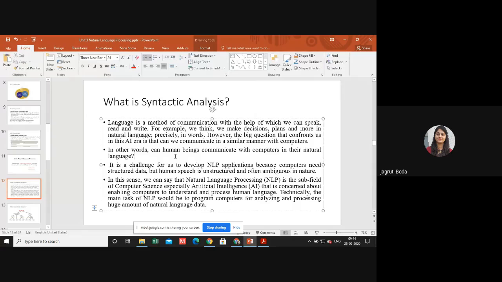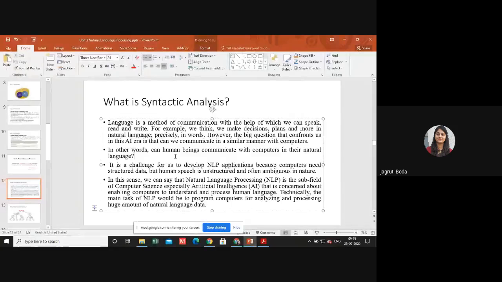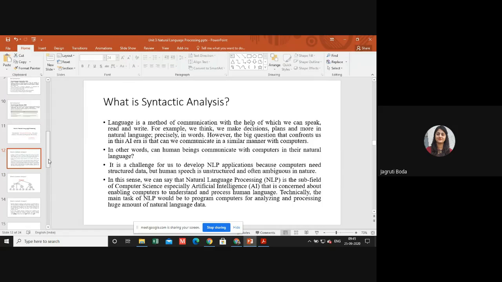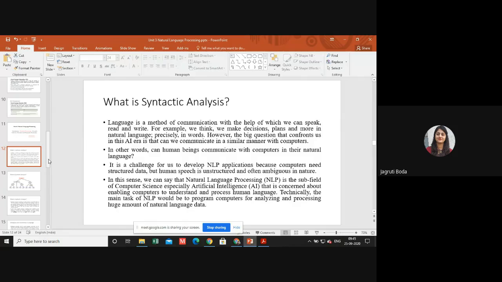Suppose you are speaking Gujarati, the same sentence, and some belong to Surat and some belong to Bihar, so there are different challenges in an NLP application while you are developing an NLP application that understands your natural languages, right? So what are the challenges and what are the phases in natural language processing?